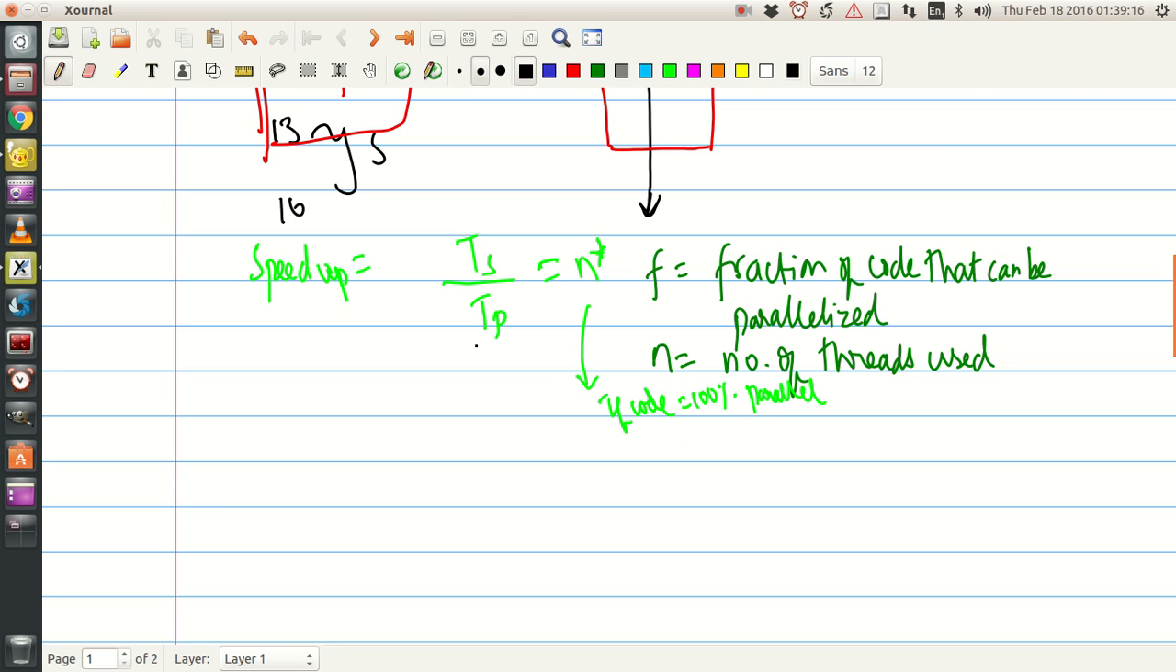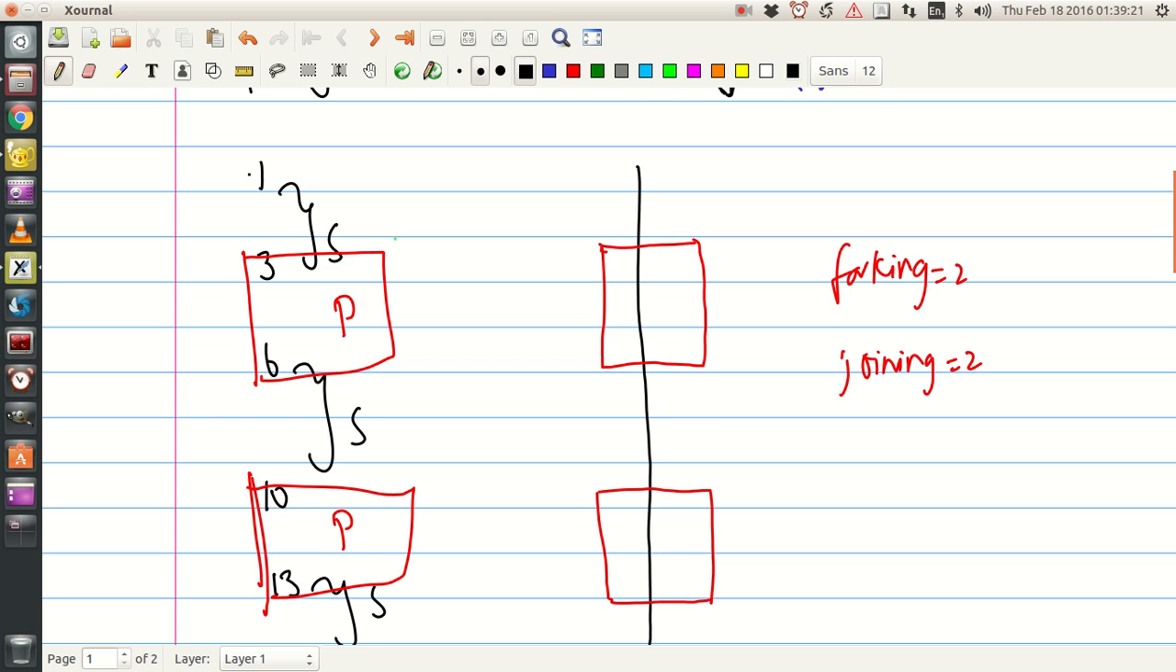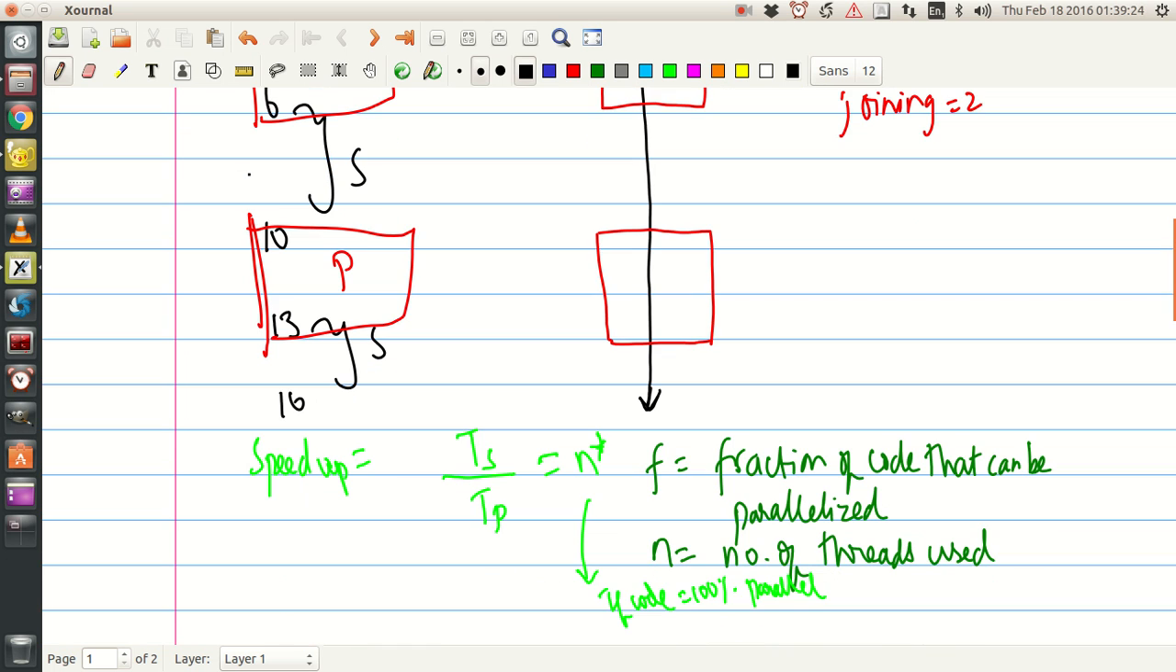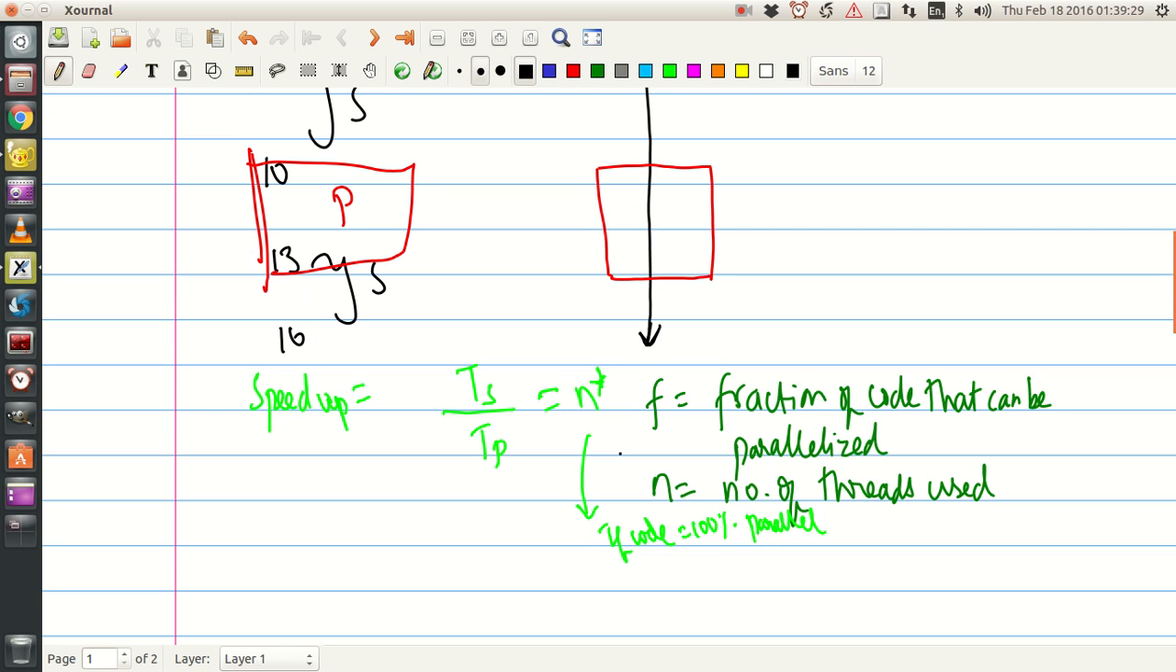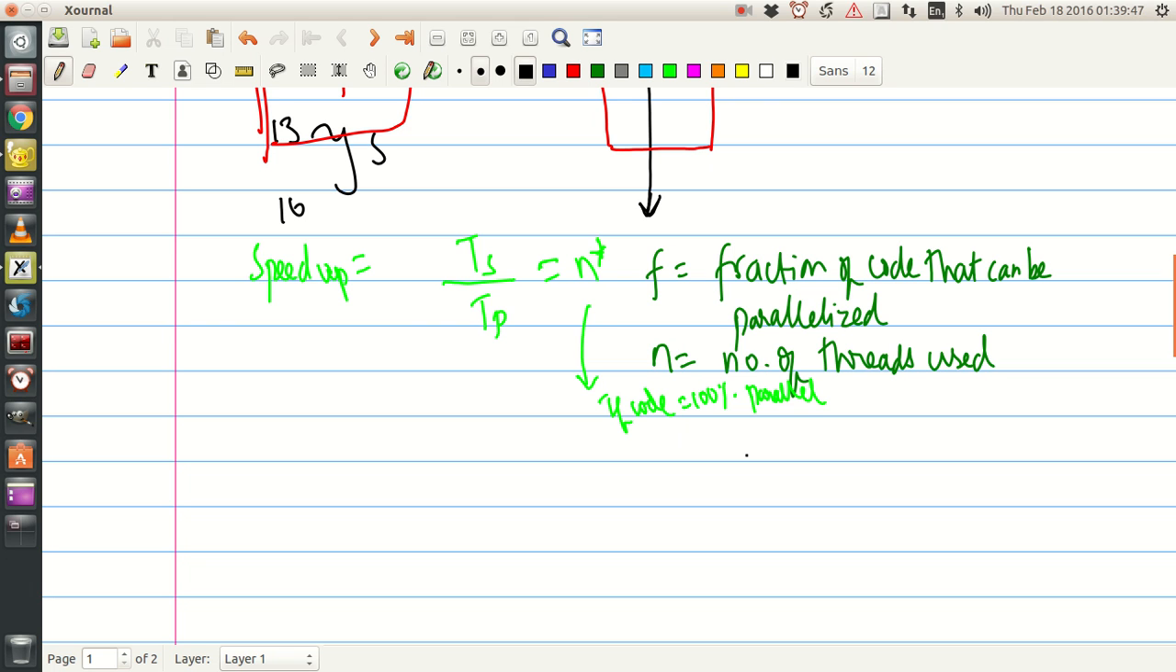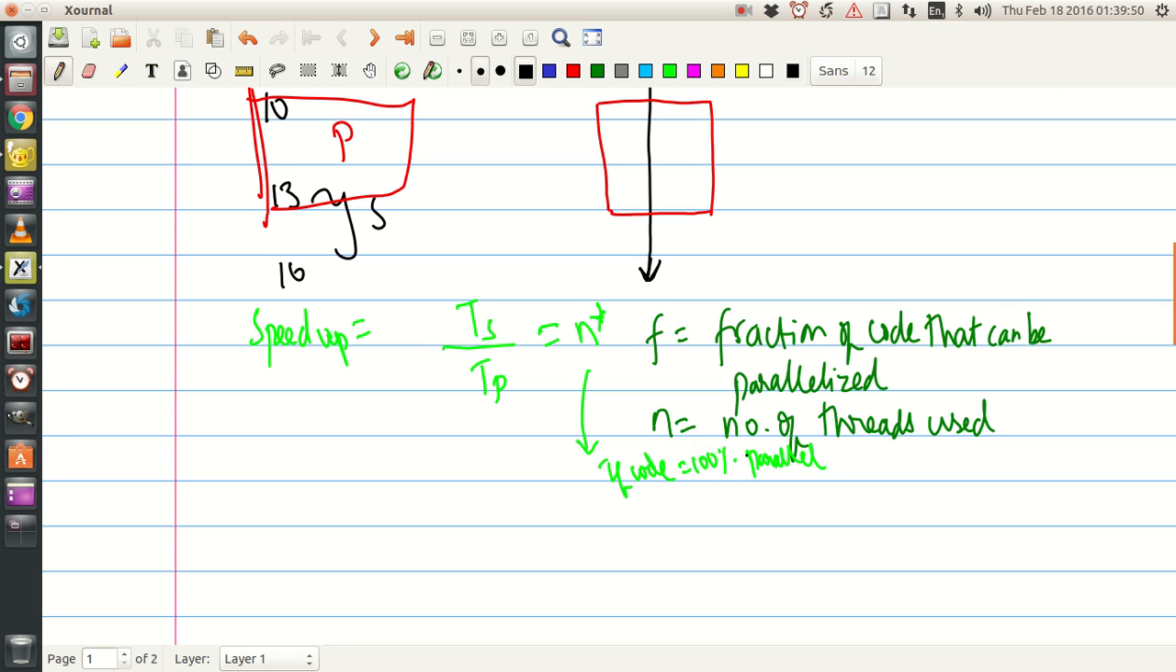Now suppose you have a completely 100% parallelizable code, like you have code that can be parallelized from the beginning till the end. Then the speed up will be equal to n, where n is the number of threads used. If the code can be 100% parallelized, then your speed up will be completely dependent on your threads. But that's in a perfectly theoretically ideal case. In a practical case, your code cannot be 100% parallelized. There are explicitly regions where your code will be serial.